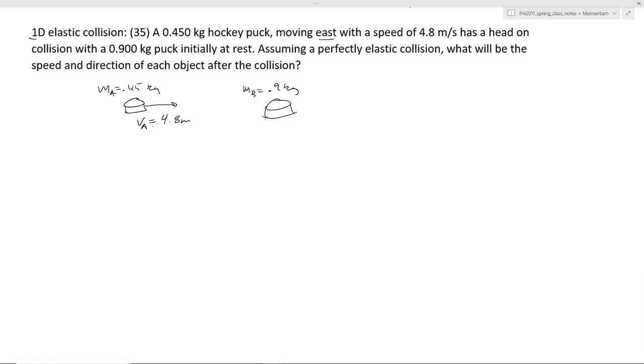There are kind of a lot of things to consider. Let's just write down what we know. We know MA, MB, VA. Now we know VB too. It's at rest, so another way of saying that is that VB is 0. And what we want to figure out is VA prime and VB prime. In other words, we want to know the speed and direction of each after the collision.